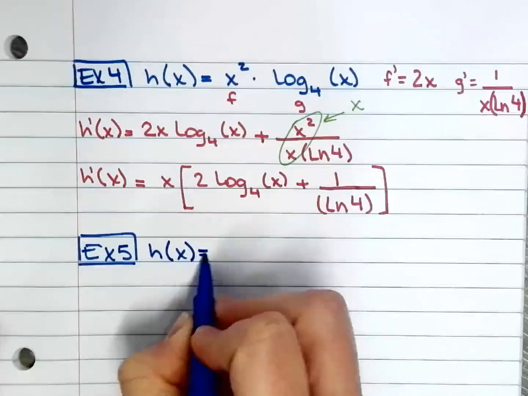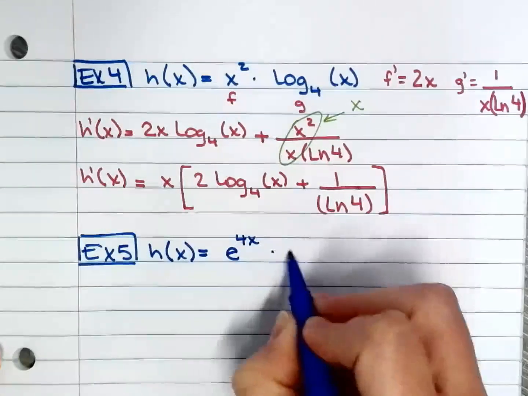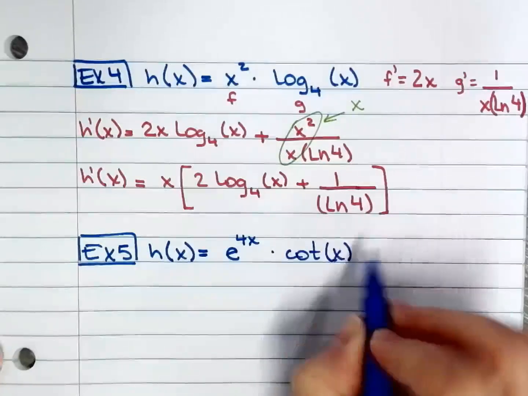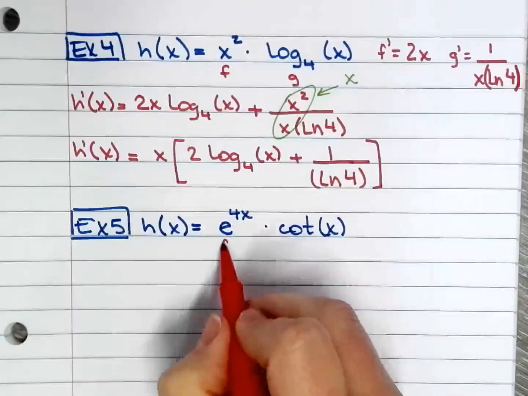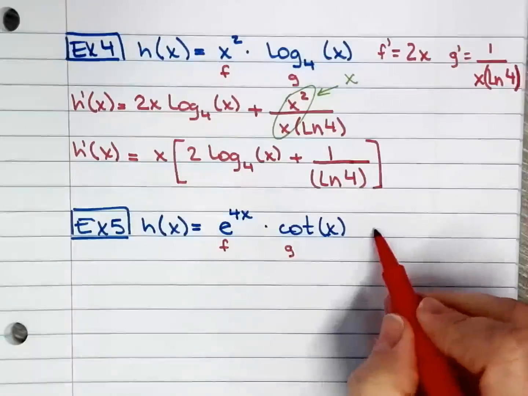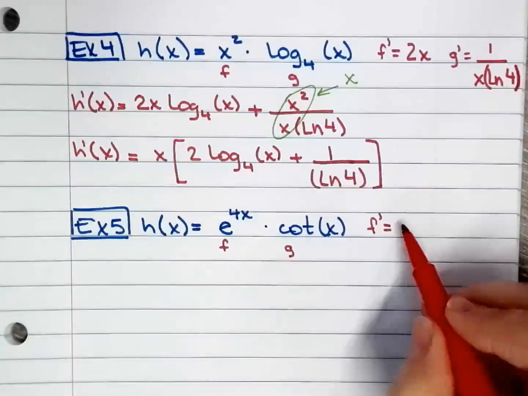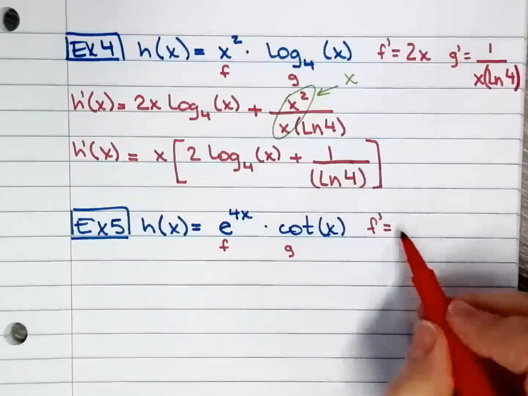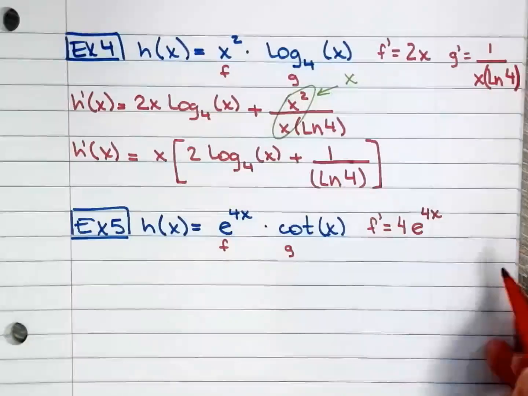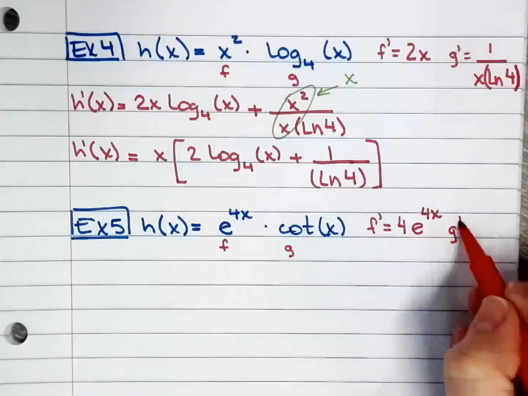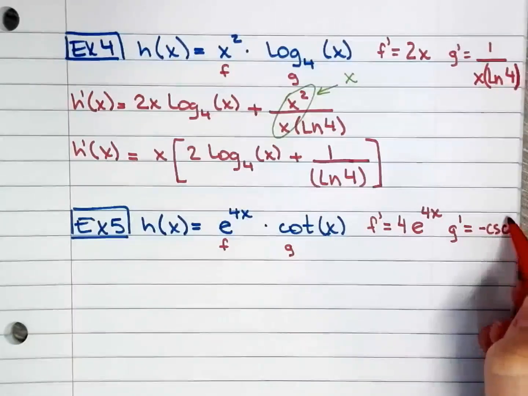So h of x, e to the power of 4x times cotangent of x. How about that? So f and g, f prime. So 4 goes in the front, multiplying. So that'll be k from a couple videos ago. So 4, and then e to the power of 4x, and then g prime. The derivative of cotangent is negative cosecant squared.